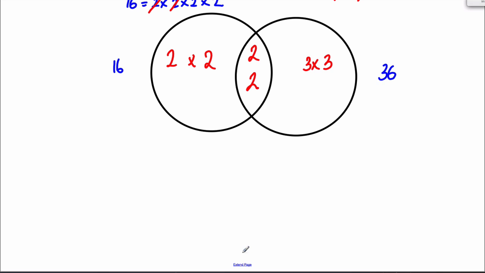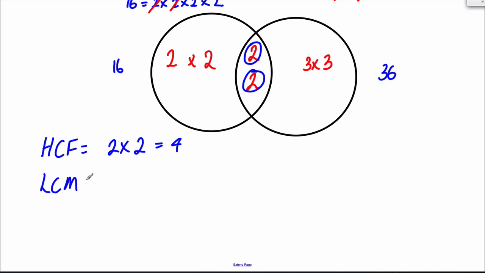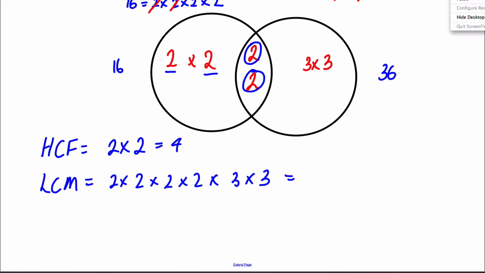Okay, and then you get for free the highest common factor is the 2 times the 2, which is 4, and the lowest common multiple is the 2 times the 2 times this 2 times this 2 times this 3 times this 3. And you tap that away in your calculator. 2 times 2 is 4, times 2 is 8, times 2 is 16, and then you have 16 multiplied by 144, and you're done. So that's how you work out the highest common factor and lowest common multiple of two numbers.